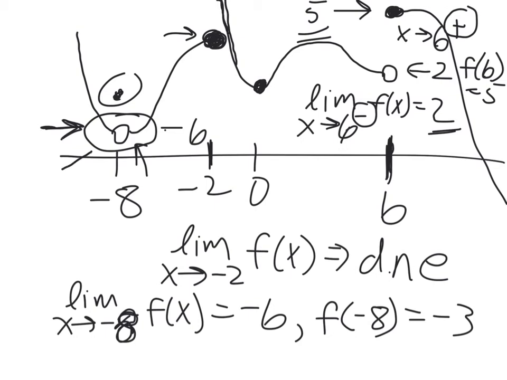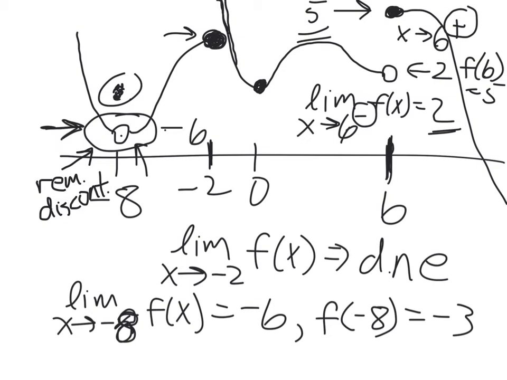This will actually be a removable discontinuity, because we can replace that one point and make it continuous at that point. If we move this dot here down to where the hole in the graph is, then we've plugged that hole, making it continuous. So that's what removable means. If we can replace that hole with one single point, then it turns into continuous.